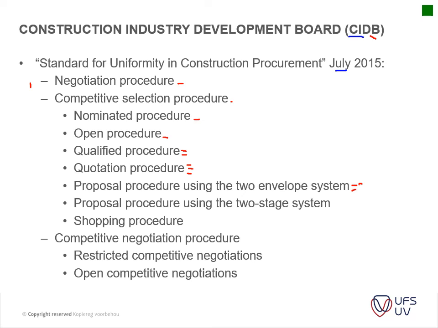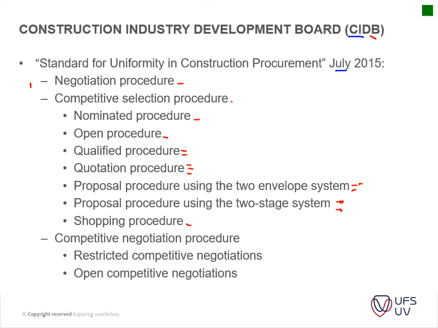Then you've got your proposal procedure using the 2-stage system, very similar to the above one. The contractors just do their first proposal, and if they go through to the second round, then they can submit their costing for that proposal that they did. Then you've got your shopping procedure. Your shopping procedure is similar to your negotiations, where you look for the best-fit contractor, and you might shortlist them to 3.